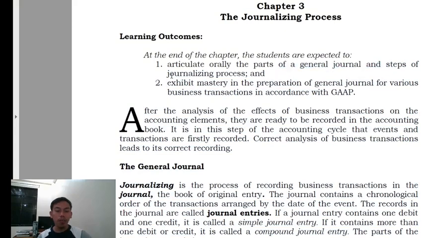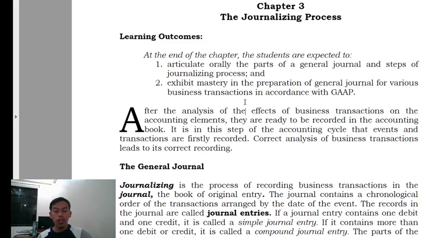And at the same time, you must be able to exhibit mastery. I say mastery in the preparation of general journal for various business transactions in accordance with GAAP. So this is the second step of the accounting cycle, the journalizing process.